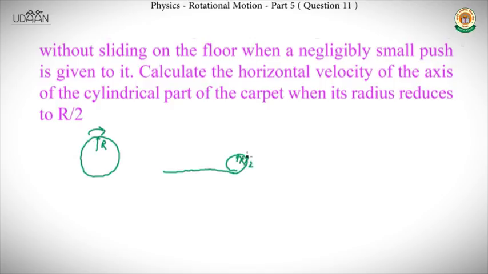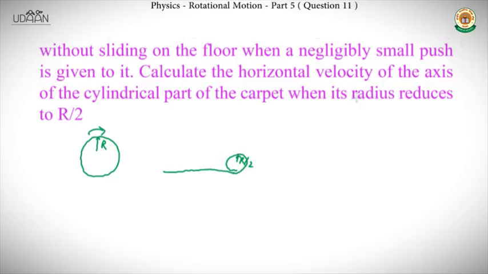Now we are not sure of any of the forces acting on this carpet except for the gravitational force, since there is no other external force, and since it's rolling there is no motion of the point of contact, and therefore there is no friction in this situation. Since we don't know any forces, we can't find any acceleration. But we need to find the velocity, so we'll use the energy concept.